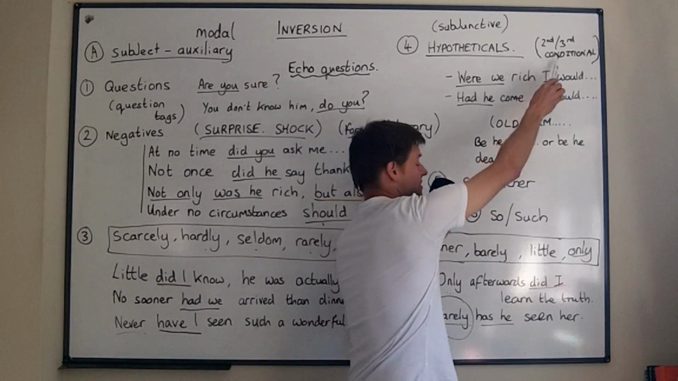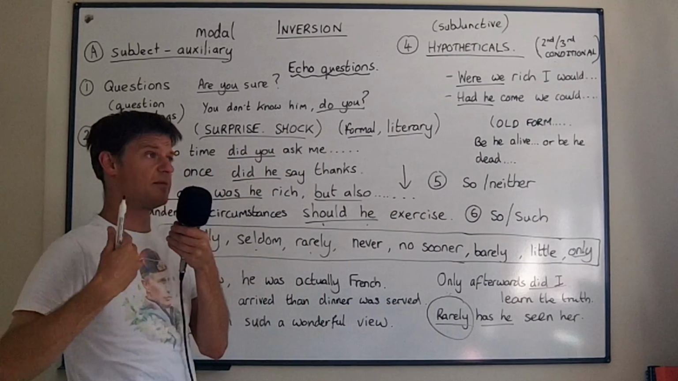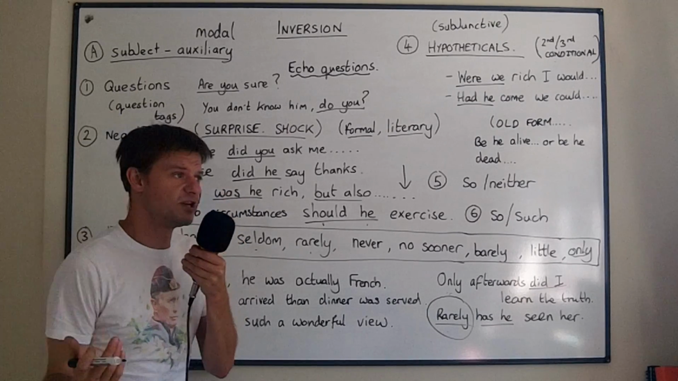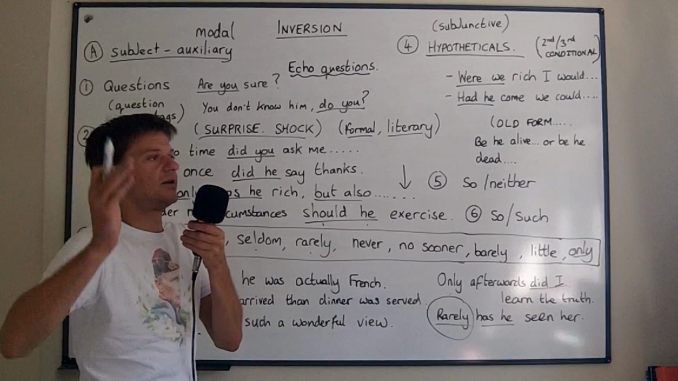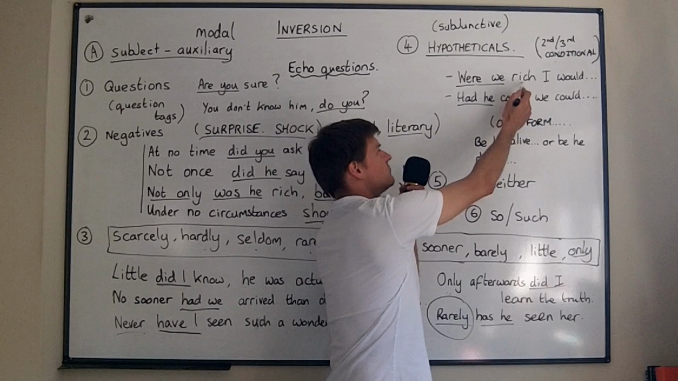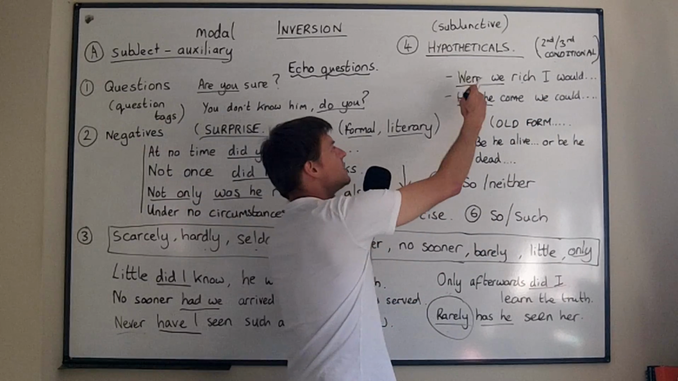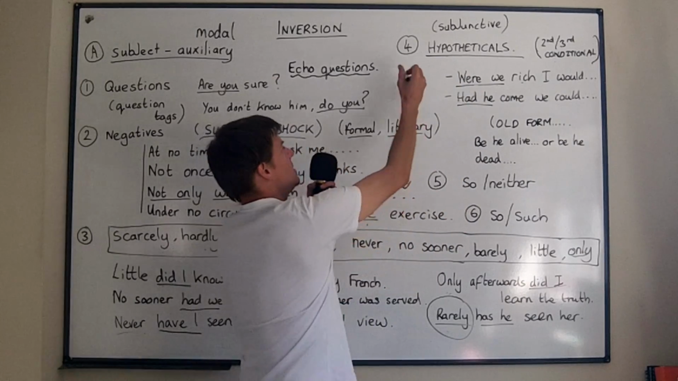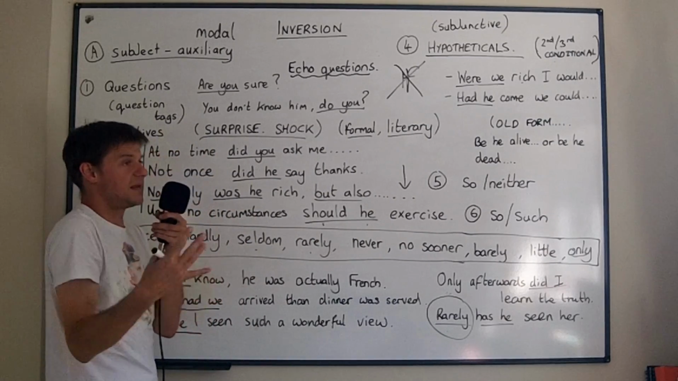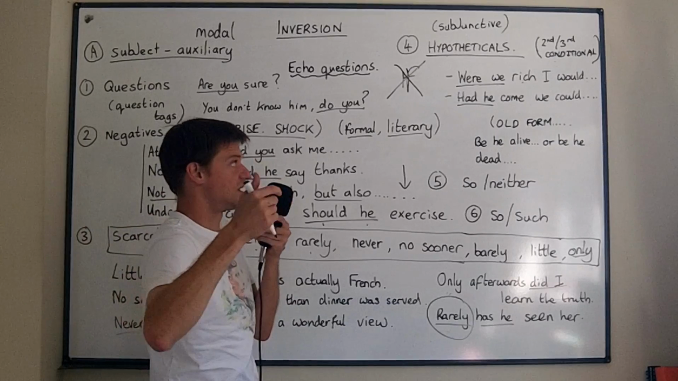Okay, a fourth situation when we do this subject auxiliary inversion, we invert these words in hypotheticals, and I mean second and third conditional. Second and third conditional deal with imaginary situations, and so you can say, if I were rich, I would, I don't know, buy a Ferrari. But you could also say, were we rich, we could buy a Ferrari. Okay? You invert it and you get rid of the if. So make sure you get rid of the if if you're going to invert it. You don't need if. It carries that meaning in the inversion itself.